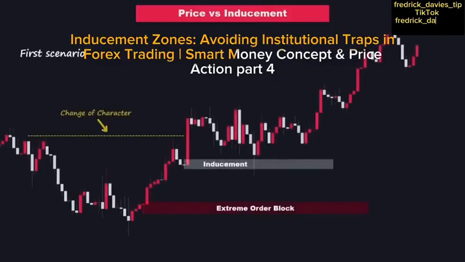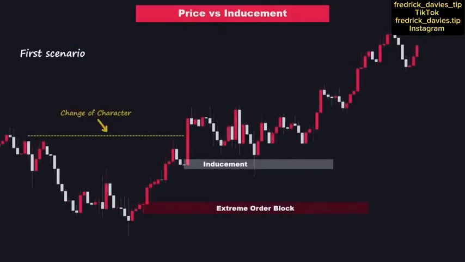There are two potential scenarios that may occur when price taps into the inducement zones. In the first scenario, we see that the price reaches the inducement zone and initially shows a slight reaction. It then continues to move below or above the inducement zone, sweeping the liquidity that has accumulated in that area. However, the price eventually closes within the inducement zone, confirming the formation of a valid bullish or bearish POI pattern.